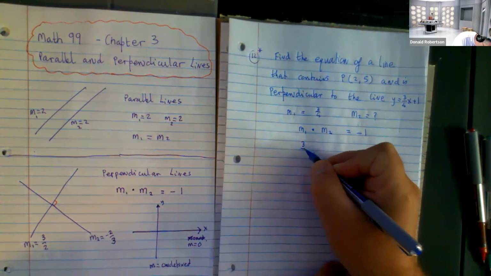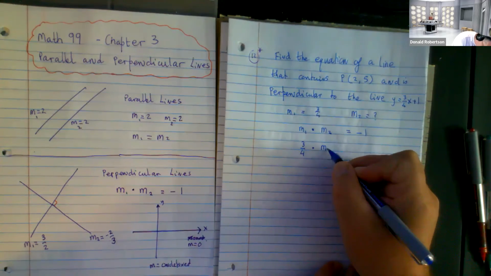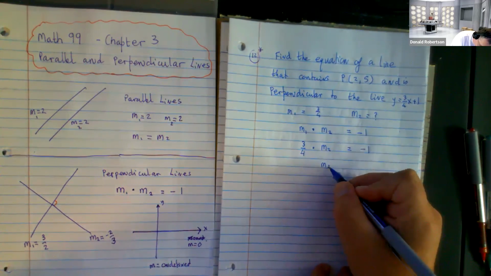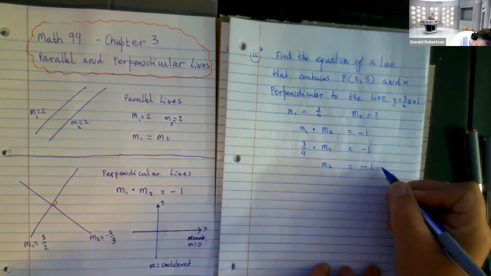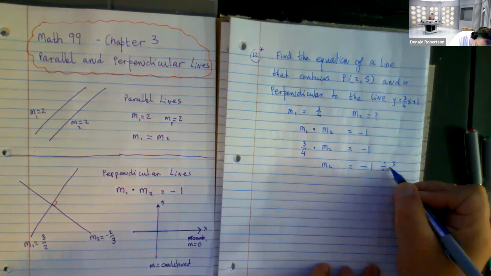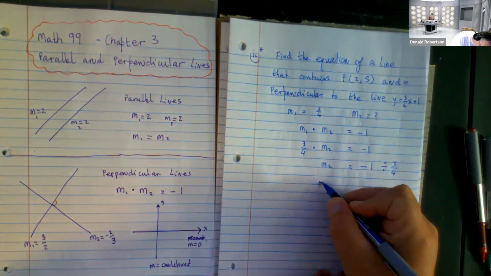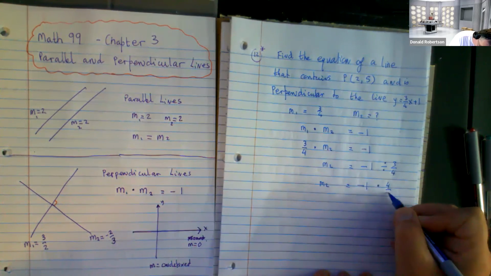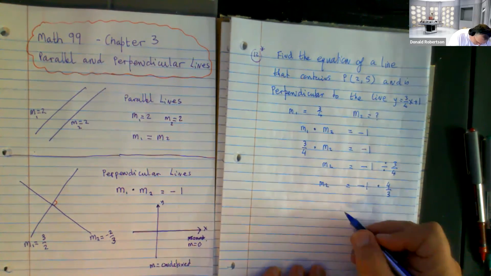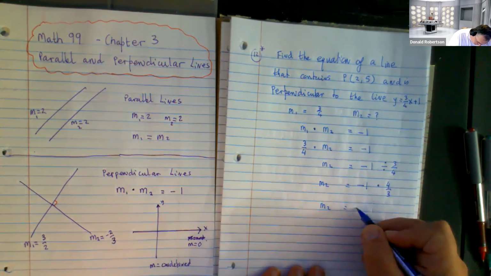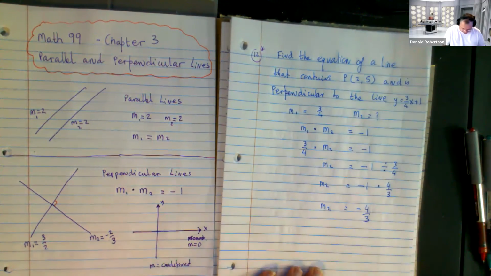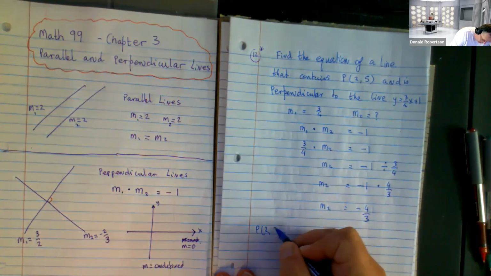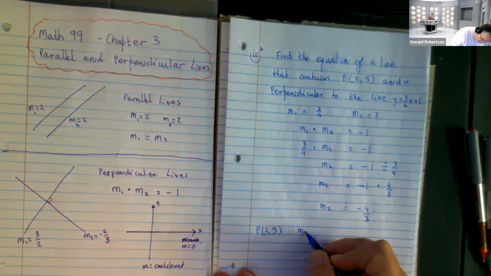So I know that this guy is 3/4 times the unknown should be that number. And so if I want to find what M2 is, I take -1 and I divide it by 3/4. And I know a little trick that says if you want to divide by a fraction, multiply by its reciprocal, in other words, turn upside down. And in this case, you end up with -4/3. So I pretty much have everything I need. I know the coordinates of the point, and I know its slope.